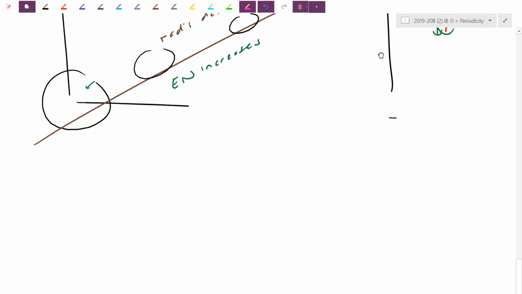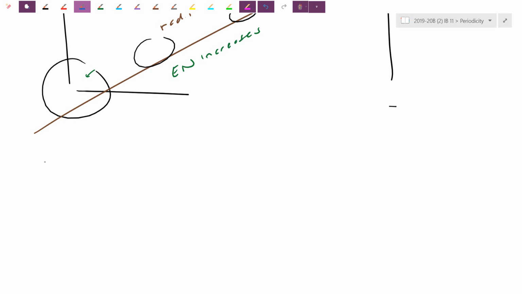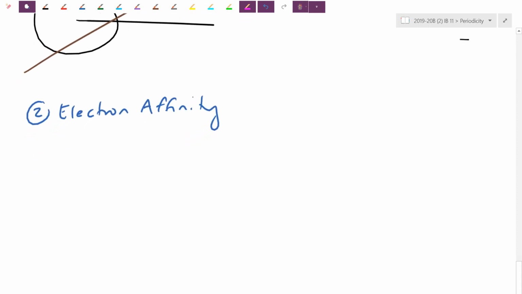Second property we're going to look at, although it has a very similar name to the one that we just did, it's a totally different concept. So this one here is going to be called electron affinity. When you have an affinity for something, you have a liking of something. In this case here, we're looking at how much these atoms like electrons. We're going to use EA as a shorthand for that. Again, it sounds very similar to electronegativity, but totally different concept.